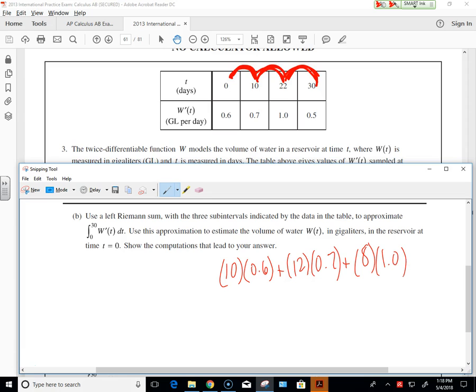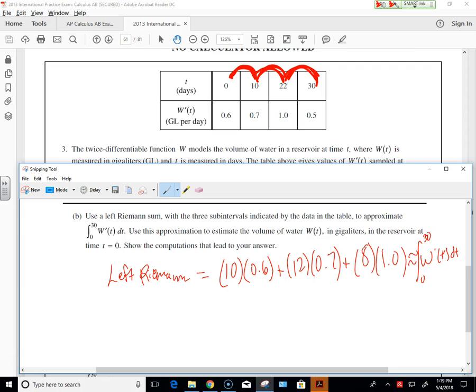Now pause. It said use the left Riemann sum. Okay, hold on. I have the left Riemann sum. Okay, there's my left Riemann sum to approximate 0 to 30. Okay, to approximate the integral from 0 to 30 of W prime of t dt. Okay, fine. Approximate, sure. Whether or not you knew it, you can just steal it.